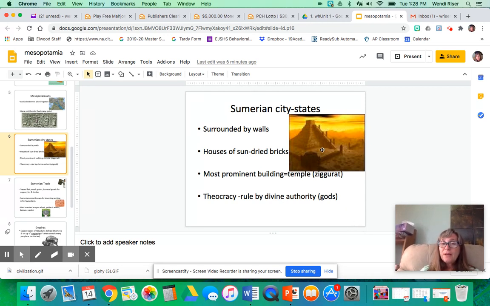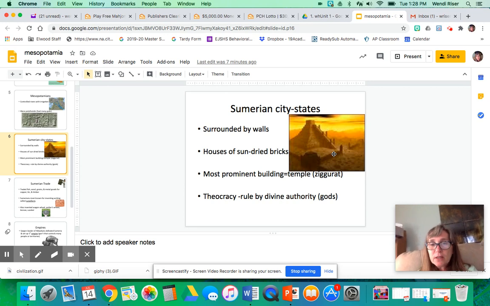The most prominent building in every single one of the Sumerian city-states was the temple. The temple is called a ziggurat. You see a picture of the ziggurat here on the screen. It looks kind of familiar. What does it look like? It's in the shape of a pyramid. Most of the major civilizations had their religious centers as pyramids. Can you think of a reason why that might be true?